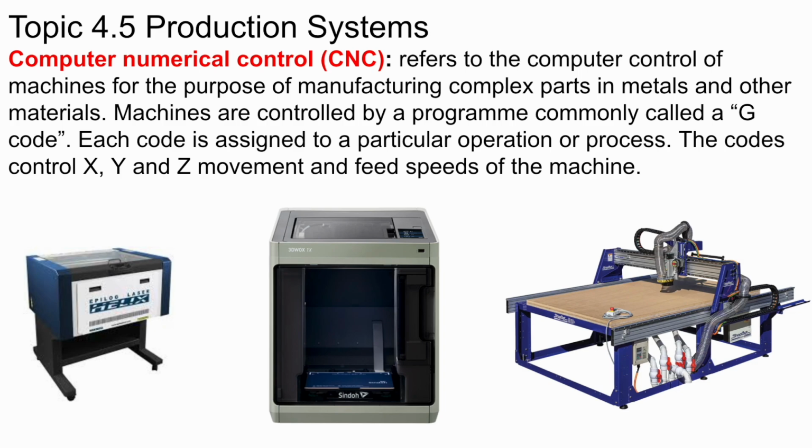This refers to computer control of machines for the purpose of manufacturing complex parts in metal and other materials. Machines are controlled by a program commonly called a G-code. Each code is assigned to a particular operation or process, and the codes control an X, Y, and Z movement, and then the feed speed of the machine.